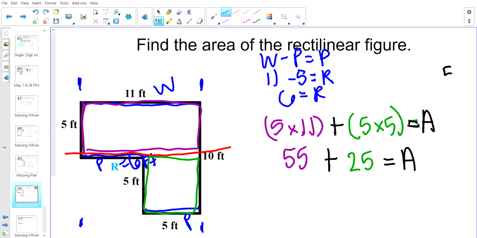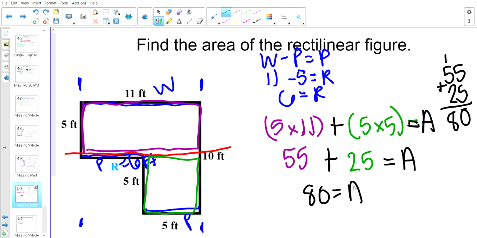I'm sure because you're very diligent that you added 55 plus 25 vertically to find the total area of the entire shape, regrouping carefully when you needed to. You found that 55 plus 25 equaled 80. So the total area of the entire rectilinear figure was 80 square feet. Great job, third grade. You are now ready to complete your assignment independently.